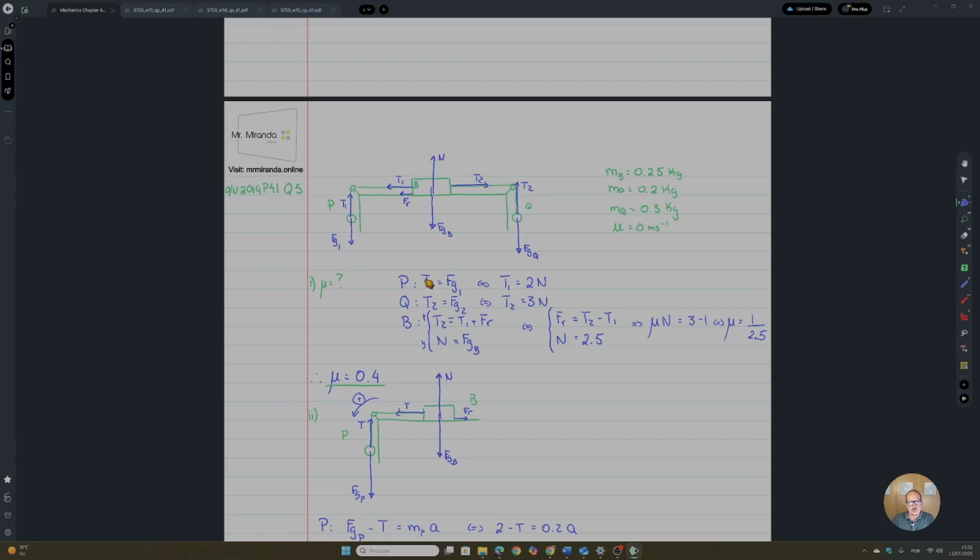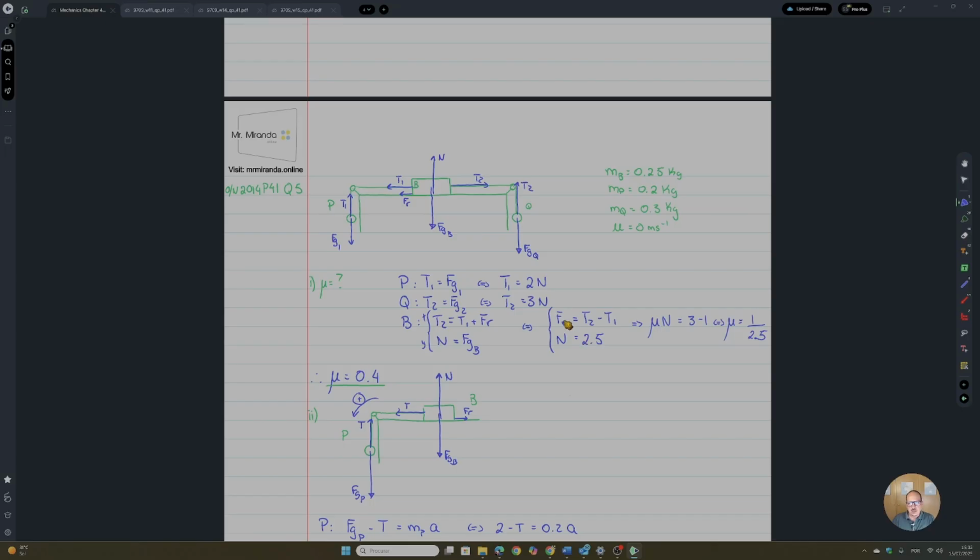For P, T1 equals the weight of P. So T1 equals basically 2 newtons. For Q, the same thing. T2 equals the weight of mass Q, which is 3 newtons. And for B, in X, you have T2 equals T1 plus friction. And on Y, you have the normal contact force equals the weight. All right? So the normal contact force equals the weight of mass B, which is 0.25 times 10, so 2.5.